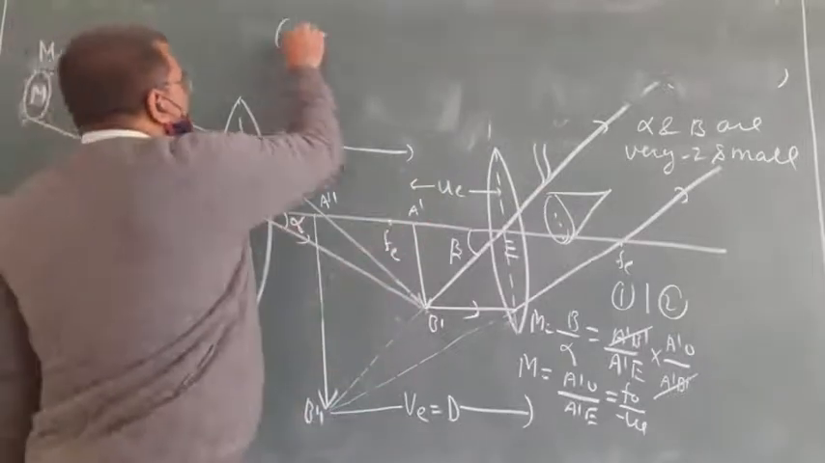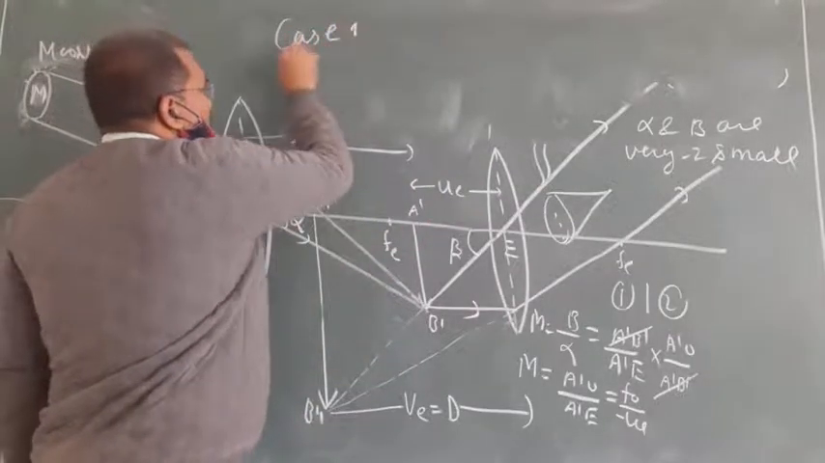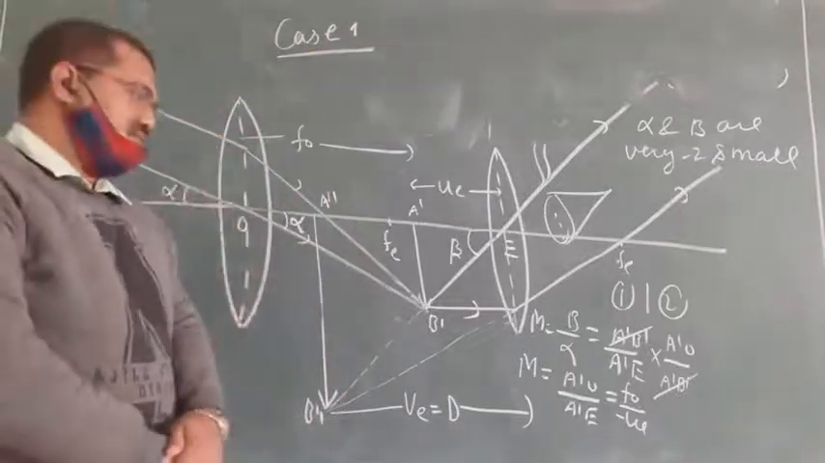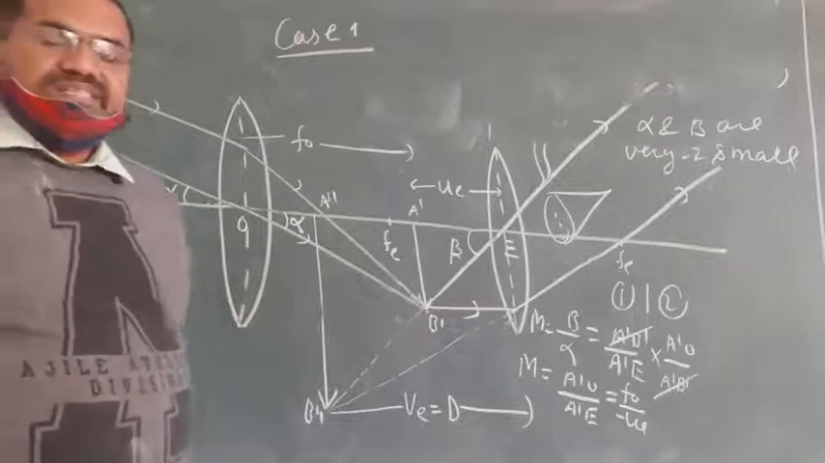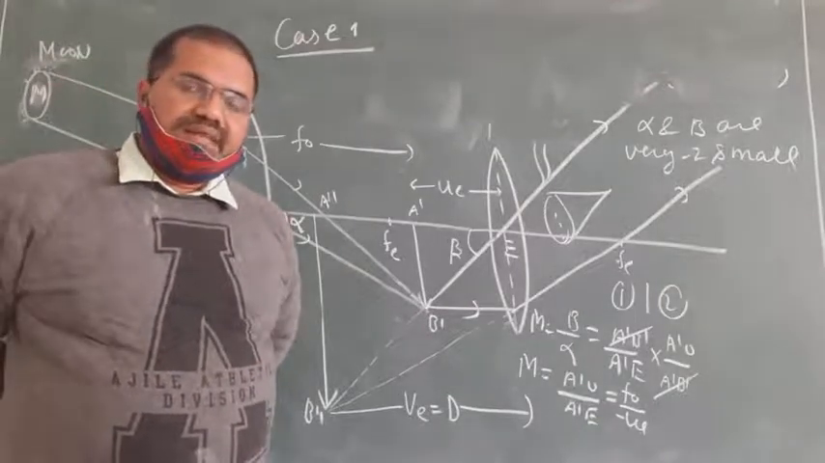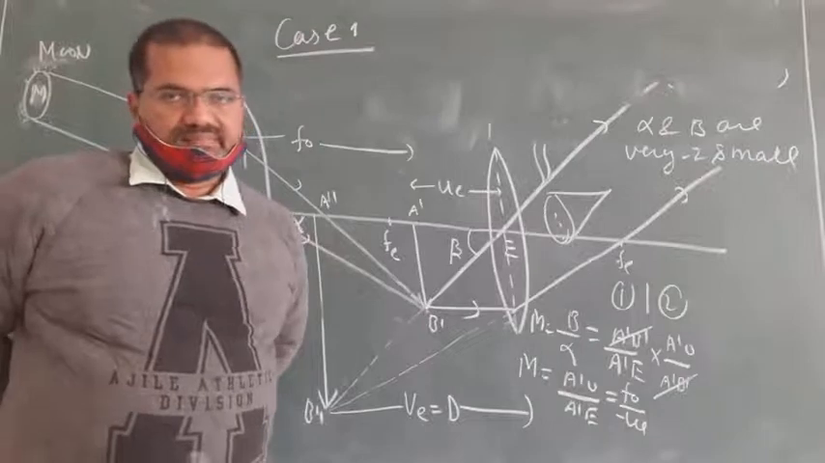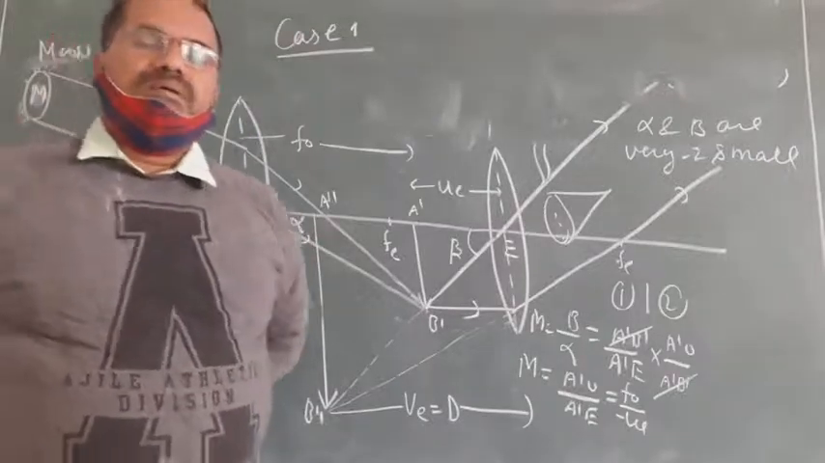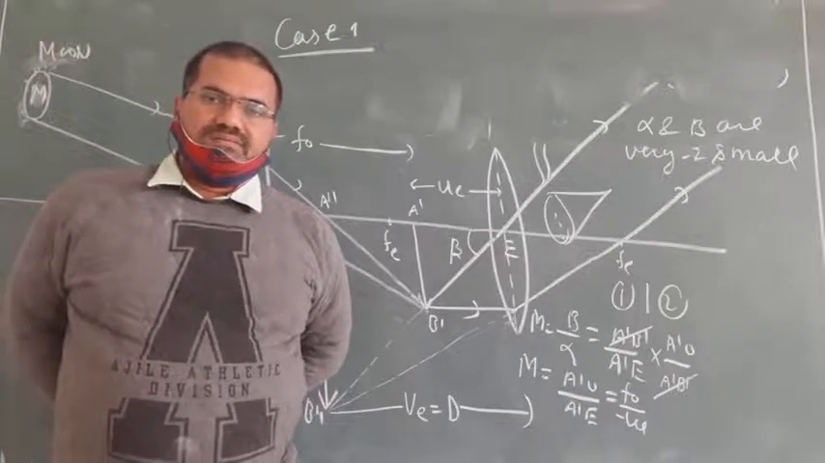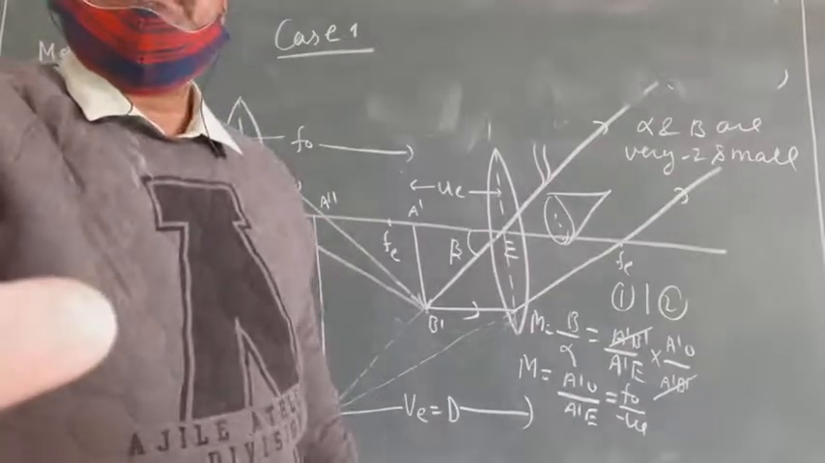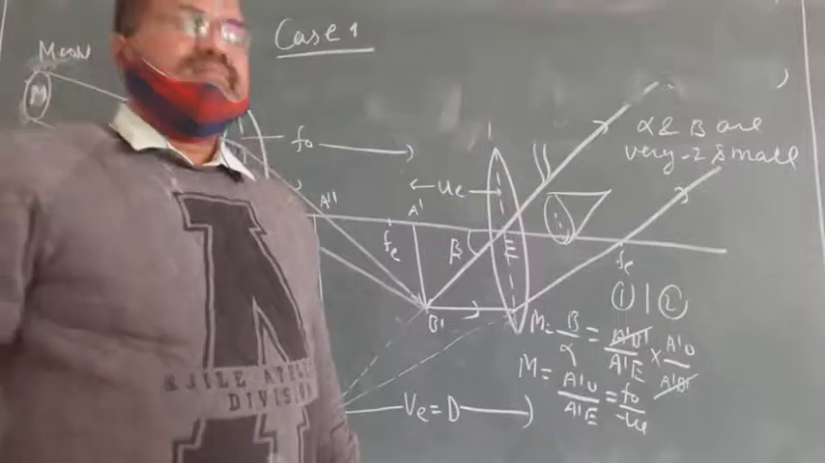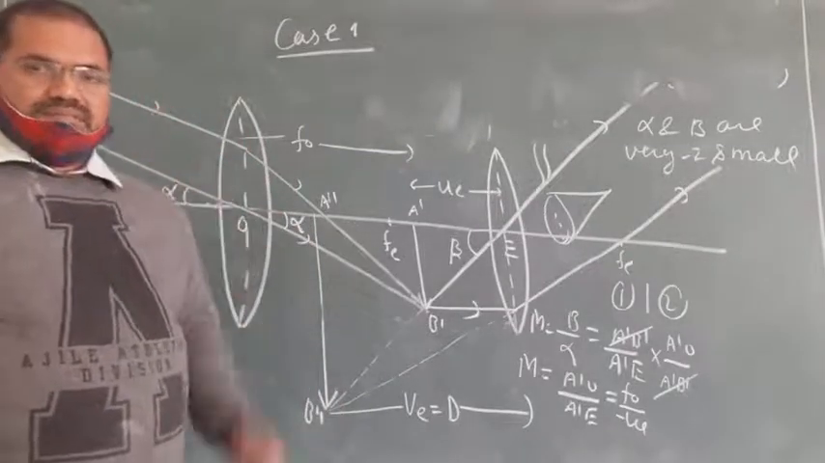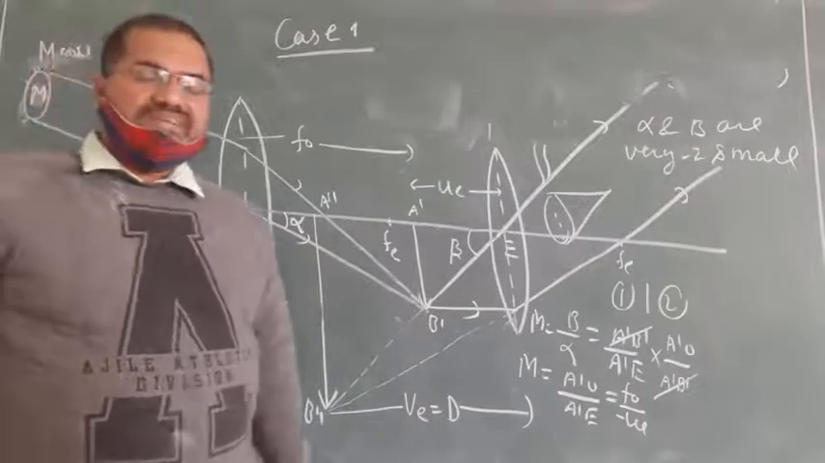Similarly, case 1. Write down: when the final image is formed at the least distance of distinct vision, that is the strain eye position.